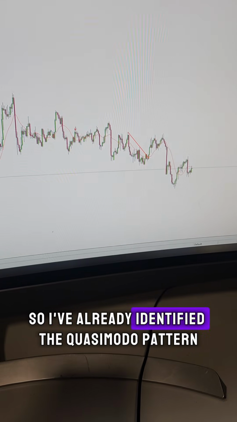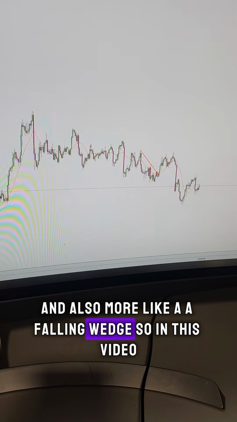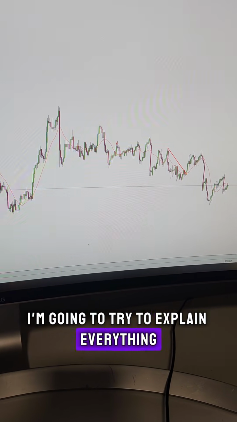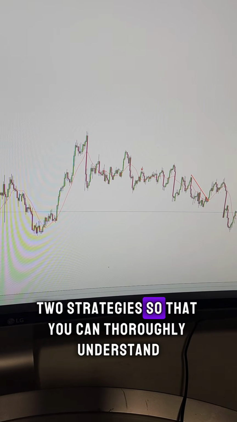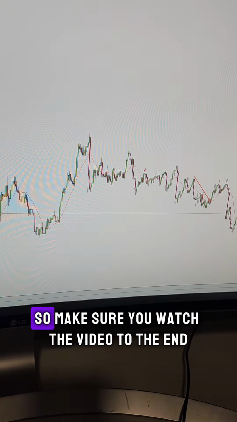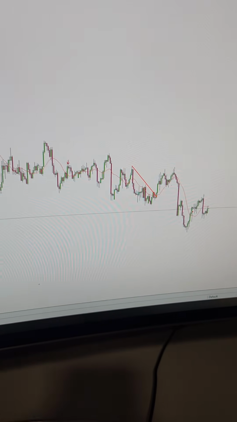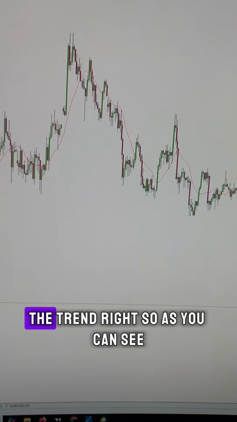So I've already identified the Quasimodo pattern and also more like a falling wedge. So in this video, I'm going to try to explain everything related to these two strategies so that you can thoroughly understand. So make sure you watch the video to the end, and I promise this is going to be worth it. So we are going to start with identifying the trend, right?